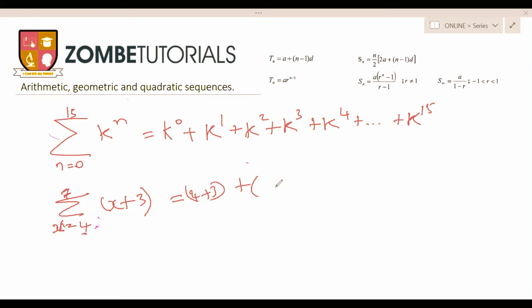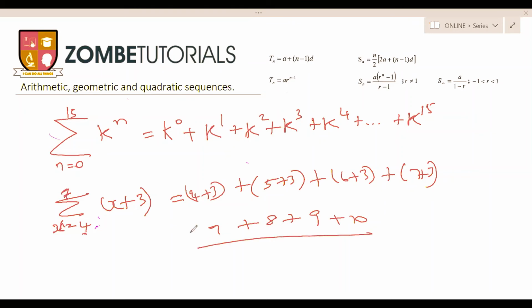So the next one will be what? After 4, we have 5. 5 plus what? 5 plus 3. After 5, we have 6. 6 plus what? Plus 3. After 6, we have 7. 7 plus 3. So in other words, our sequence will read as follows: 7 plus 8 plus 9 plus 10. So when we have expanded our sigma notation, we can now read off our first difference and our second difference, and we will determine whether.